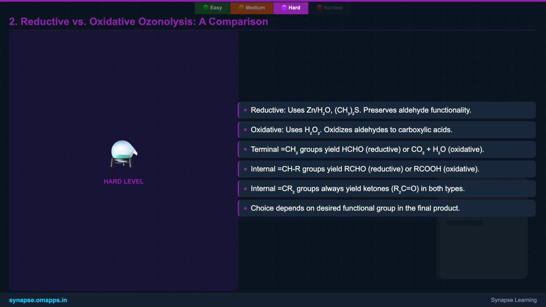Oxidative ozonolysis, typically with H2O2, takes it a step further. Here, any aldehyde products are oxidized to carboxylic acids, while ketones remain stable. This pathway is preferred when carboxylic acid groups are desired in the final product. Understanding this difference is not just about memorizing reagents, but about appreciating the synthetic control it offers over the final functional groups. It allows chemists to tailor the reaction to specific synthetic goals.